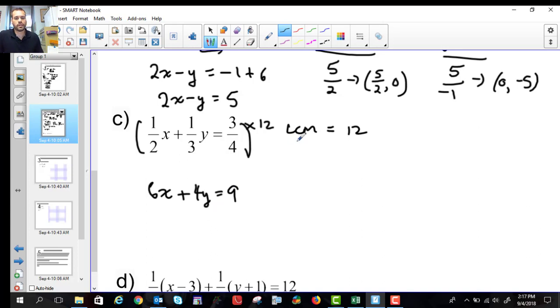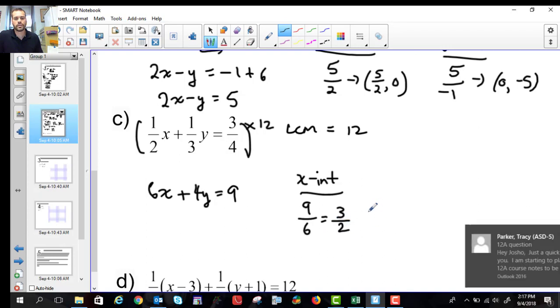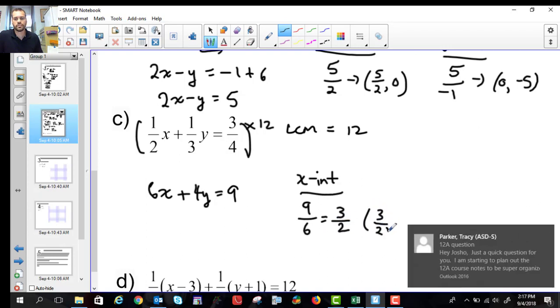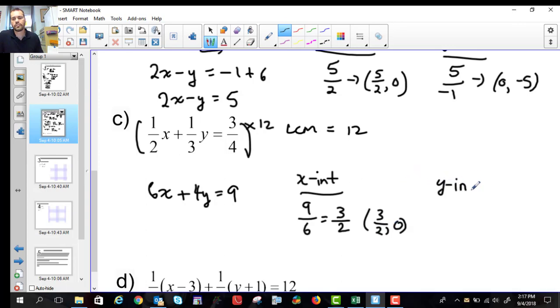Okay? And then, because we're in that form again, ax plus by equals c, we can say our x-intercept is 9 divided by 6. That reduces to 3 over 2 if you divide them both by 3. So my x-intercept is 3 over 2 and 0. My y-intercept is 9 over 4. That doesn't reduce, so I just say it's 0 and 9 over 4. And that's how we deal with those fractions.